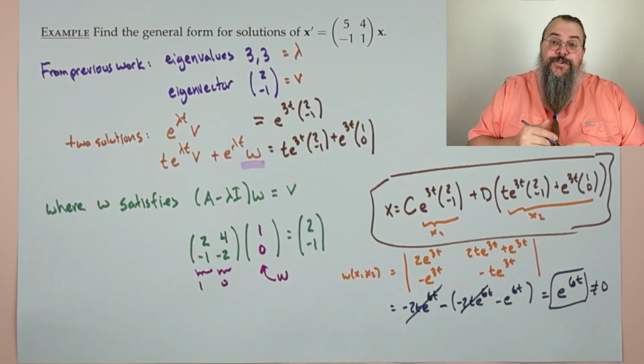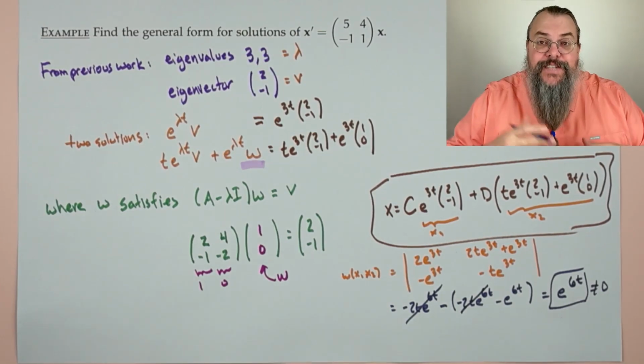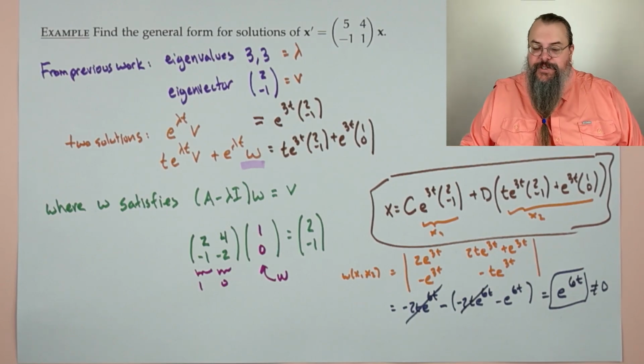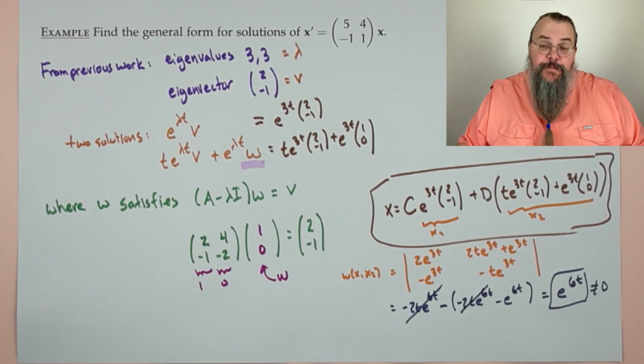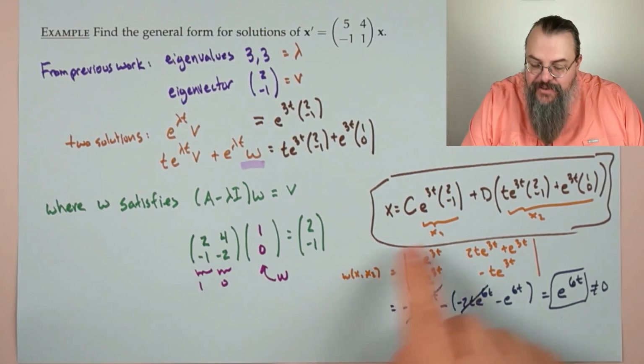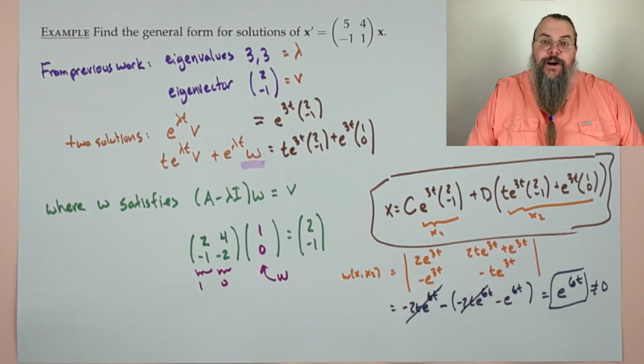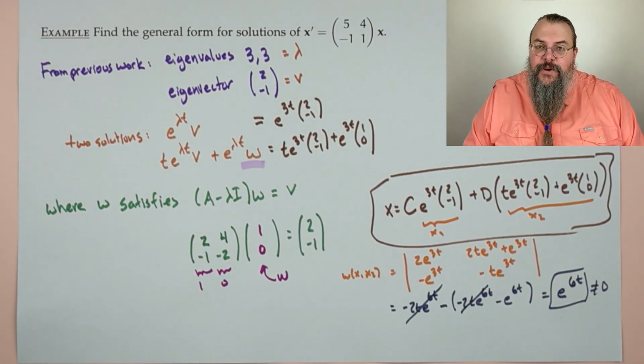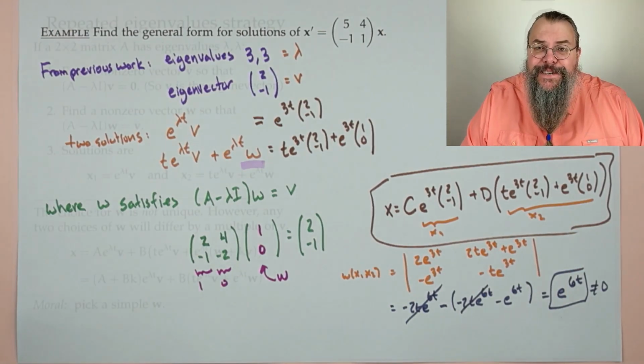So yeah, it truly is a second solution. It's fundamentally different from the first solution, and it does satisfy what we need to be a solution. And so yes, this is it. This is the general form. All right, good. So okay, wait, maybe we should recap.